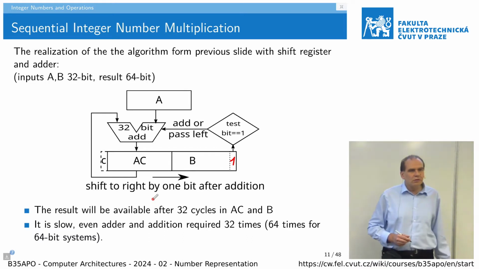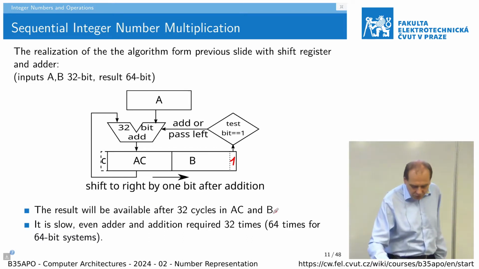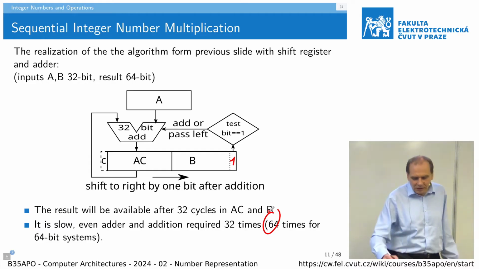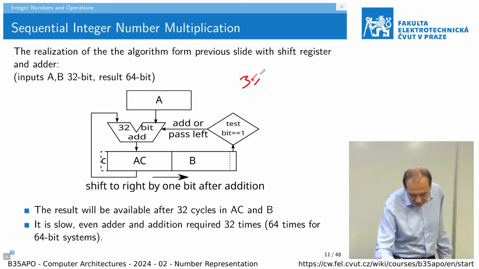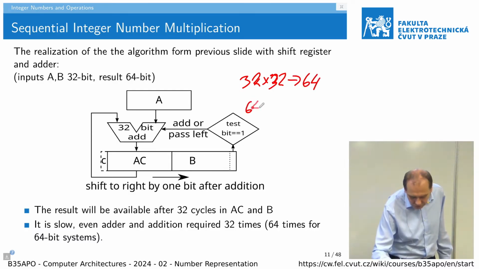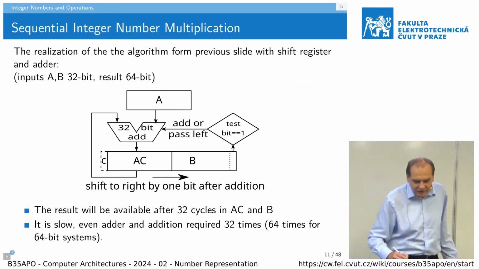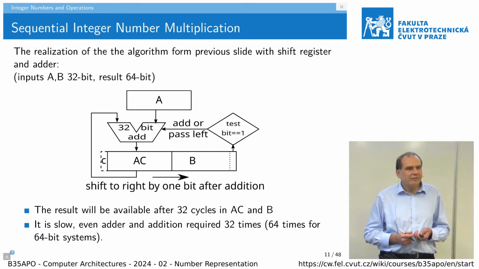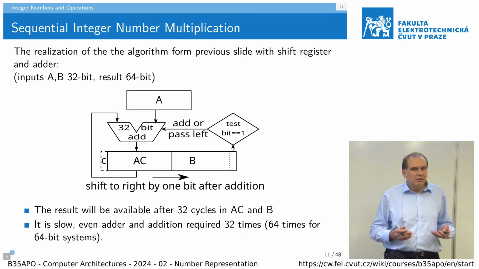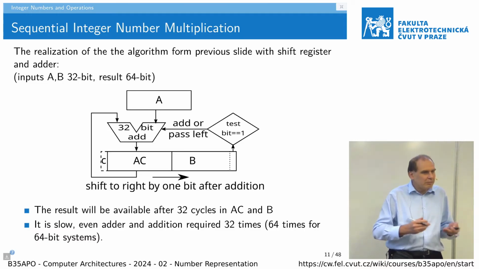So you continue 32 times, or 64 times if it is for 64-bit numbers. And for 32 bits multiplied by 32 bits, you have a 64-bit result. For 64 by 64, you have a 128-bit result. But it is extremely slow. And the most problematic part is that final addition, because the multiplication, the actual bitwise multiplication, is extremely easy.